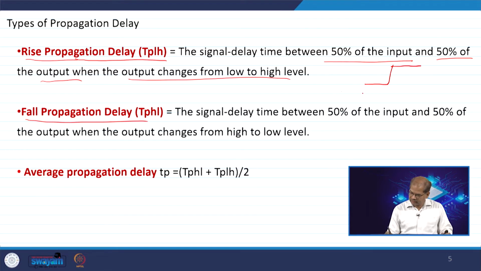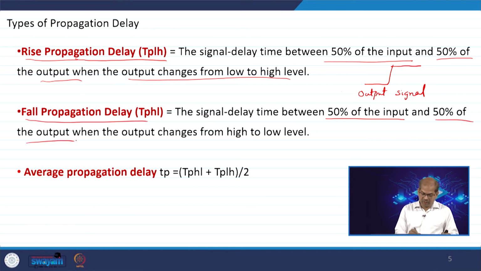This is the output signal. Whenever you are measuring the fall propagation delay, we need to measure it from the 50% of the input to 50% of the output when your output is doing a transition from high to low. So the output signal is changing from high to low in case of fall propagation delay.